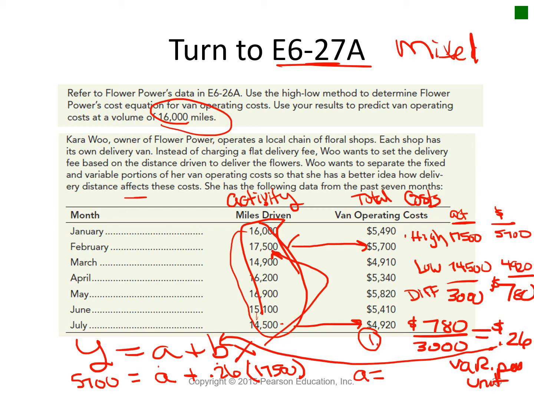Once you've done that, you just use the high-low method, and then you're ready to set up your equation to make predictions. Okay, so let's go back to our equation. Y equals A plus BX. So just so we have a little more room here.